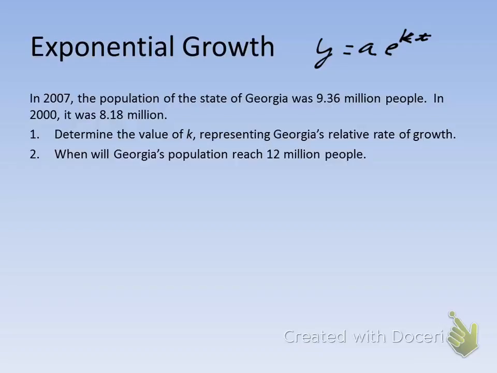All right, so determine the value of K representing Georgia's relative rate of growth. What do we know? We know it's exponential population, we know it's new population, we know it's old population. Which goes where? Y is 8.18.